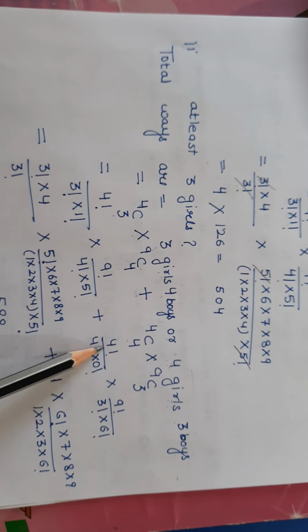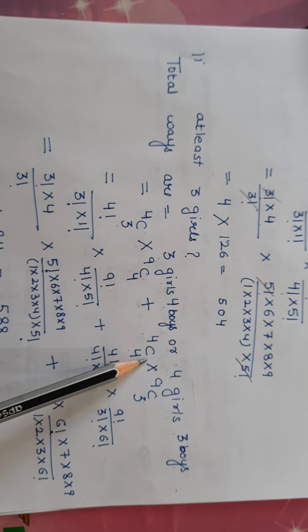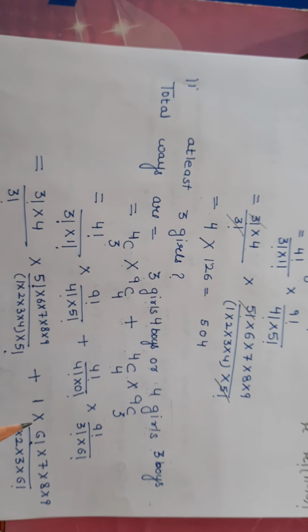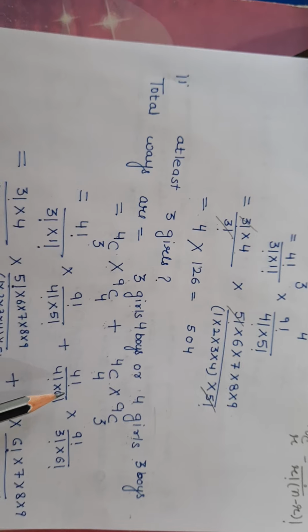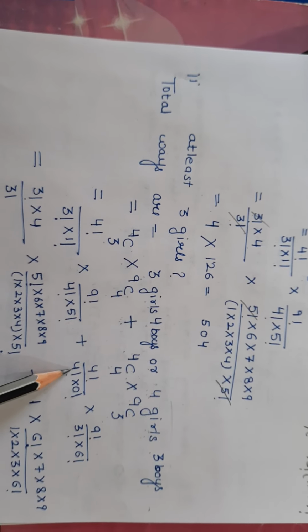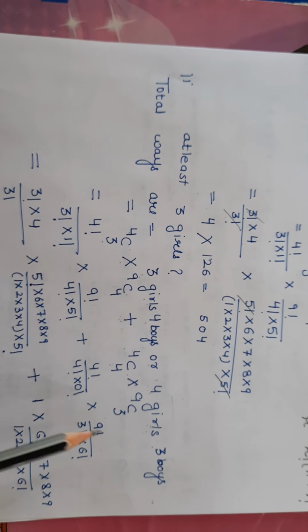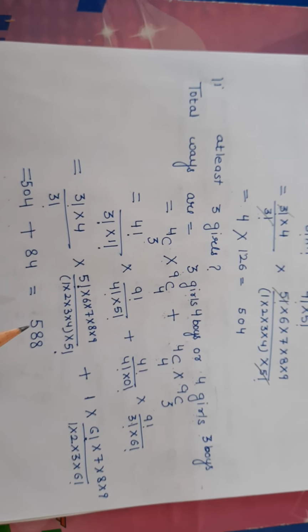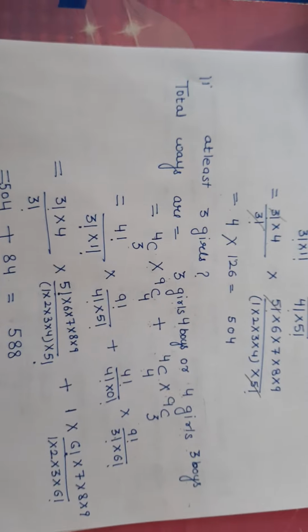For this, apply the formula 4 factorial NCN. You know that this is always equal to 1. So you can also put value 1 directly, or you can also apply the formula 4 factorial divided by 4 factorial into 0 factorial. Same way here, do the calculation. Your answer is 588.